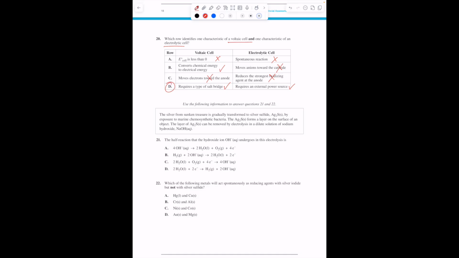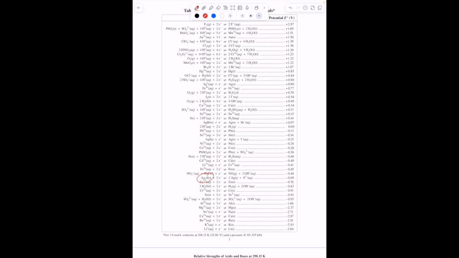Next. The half reaction for hydroxide. Okay, so this is electrolysis. What do we got? Silver, sunken treasure, silver sulfide. Okay, so silver sulfide with NaOH in a non-spontaneous reaction. All right, let's go find those. So they want to know what's happening to OH. What's the reaction? Okay, let's go look at the data book. Silver sulfide is right there. That's tarnish on silver.